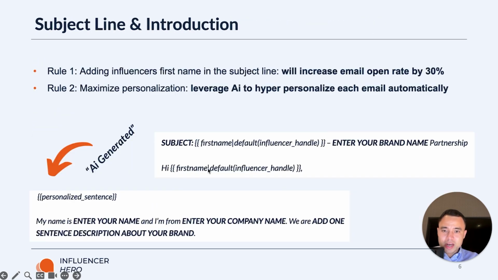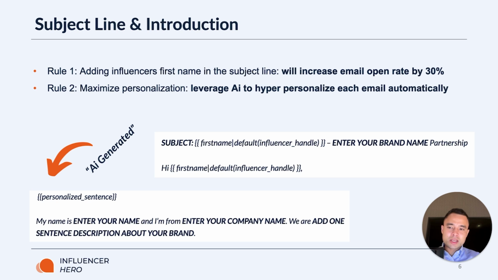So here it says hi first name. Actually, this placeholder should be familiar if you are using Klaviyo. We made sure to follow the exact same definition of the placeholders as Klaviyo, because we know that most of our users are using Klaviyo, right? So again, hi first name, default influencer handle. So we'd start with hi Sarah. Obviously, it's personalized. And then what we have here is a placeholder called personalized sentence.